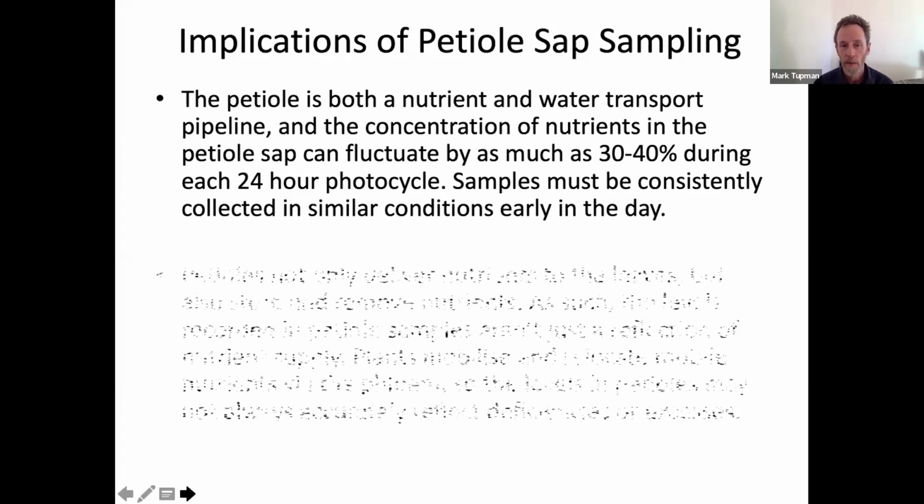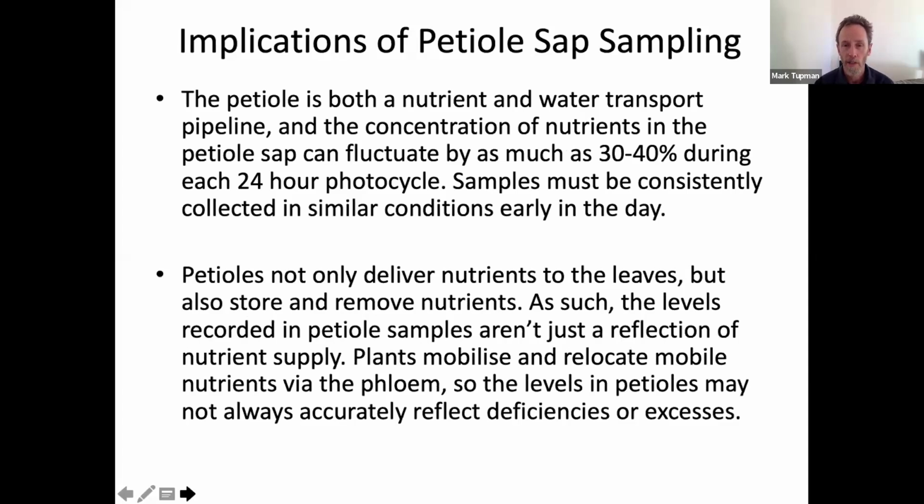The other thing to think about with petioles is that they not only deliver nutrients to the leaf, but they also remove nutrients. Sometimes when you're taking a sample, it might be a reflection of the nutrients getting removed rather than supplied. And so that can be a bit tricky. For instance, if a plant is trying to get rid of some nutrients from an old leaf to support the young leaves, and we sample those petioles, we will see not only the nutrients getting supplied, but also the nutrients getting removed. So again, it's not always an accurate reflection of the supply.